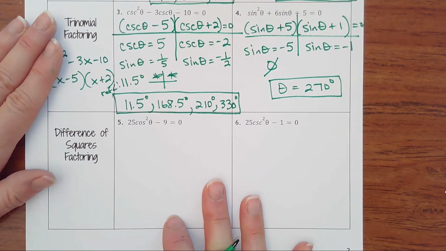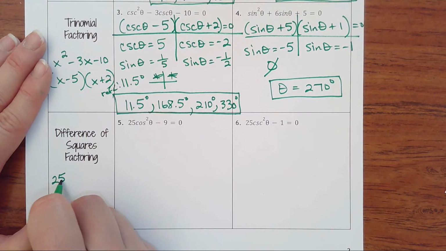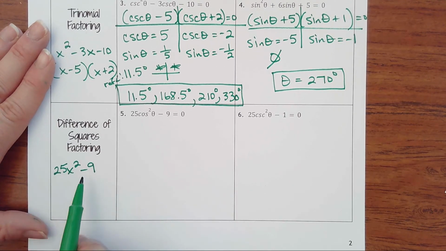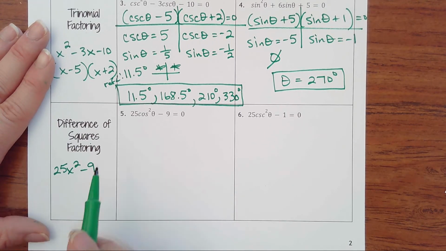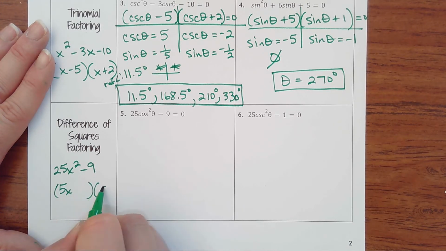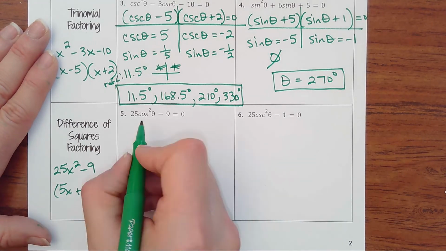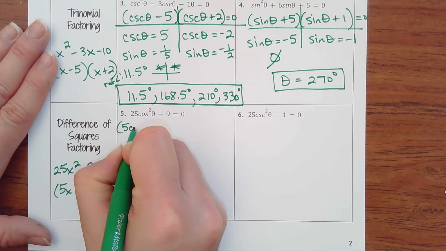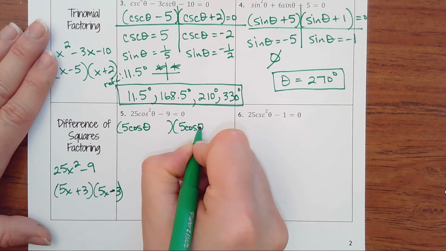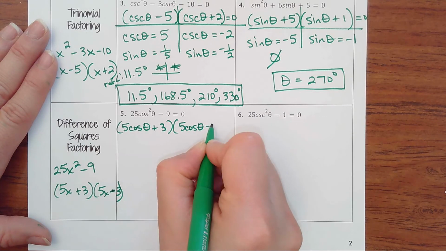And the last thing is a difference of squares. That's like having 25x squared minus 9. Remember, difference of squares has 2 terms, subtraction between them, everything's perfect squares. So that's saying what times itself made 25x squared would be 5x times 5x. What times itself made 9? +3 times a -3. And then it makes the middle terms cancel out. So in this case, it would be 5 cosine of theta times 5 cosine of theta, and then +3 minus 3.